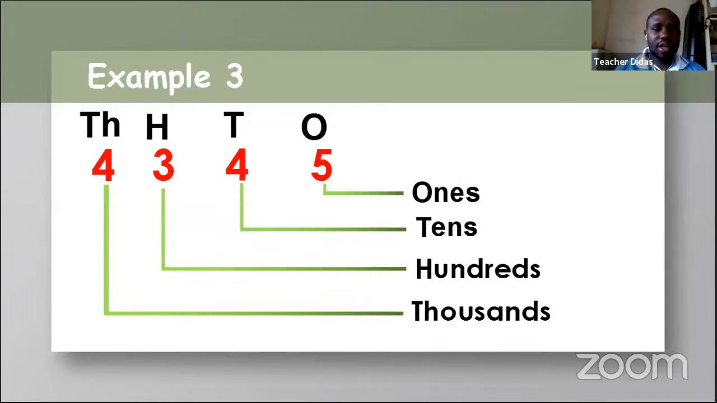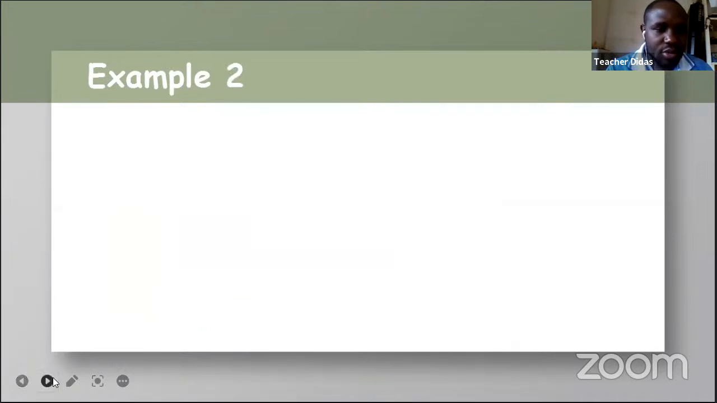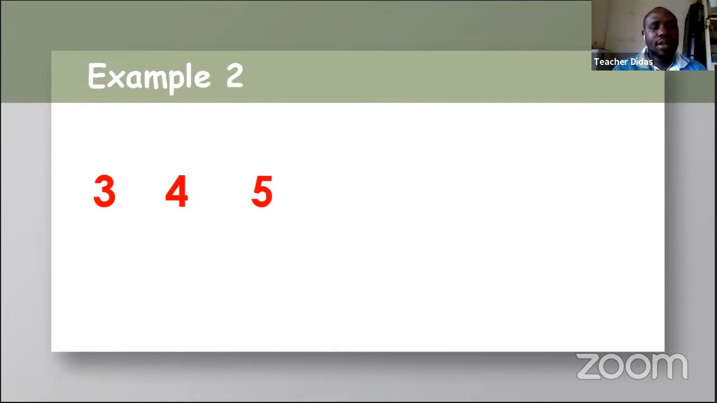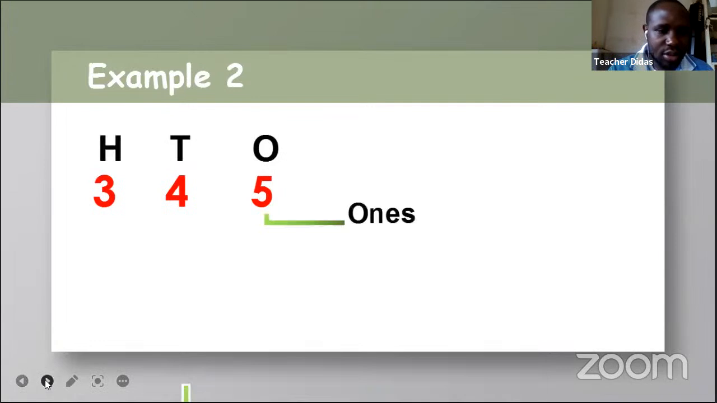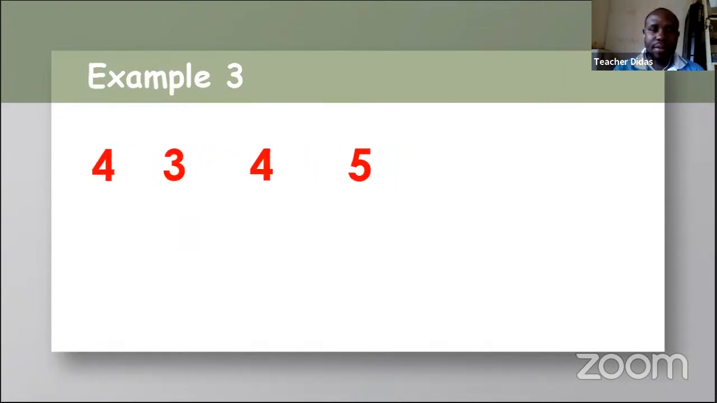We don't need to worry. We don't need to copy from the book. Just write it there. Let me repeat it. So this is what we are going to do. Suppose I have this number here, 4345. What do we do?